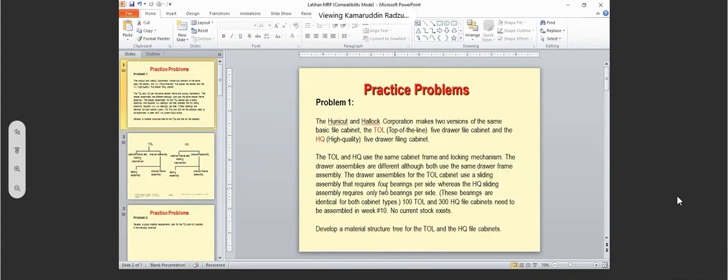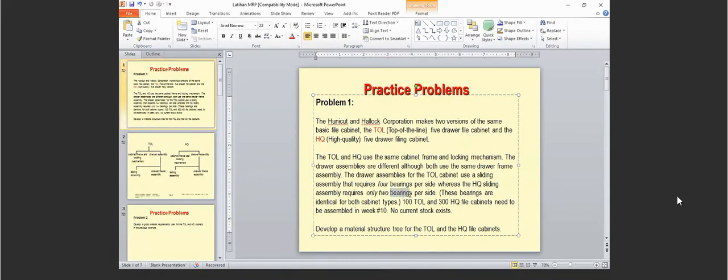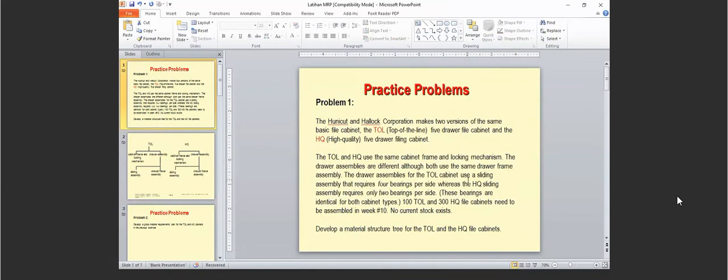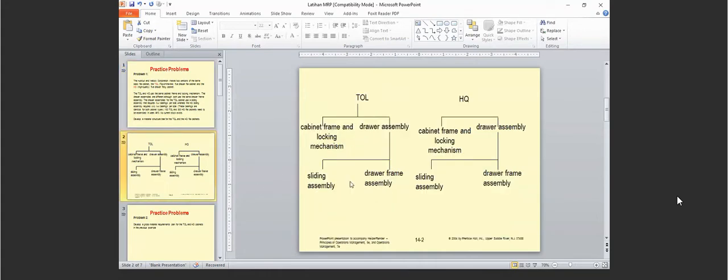So the last component for this product is bearing, right? Bearing for both of the products. So we have bearing, yeah. We just copy the bearing. So remember that bearing is under the sliding assembly. Because mentioned here, the drawer assembly for the tool cabinet uses a sliding assembly that requires four bearing per side, whereas the HQ sliding assembly requires only two bearing per side. So which means that under the sliding assembly, we have another component called bearing. So we have bearing here.